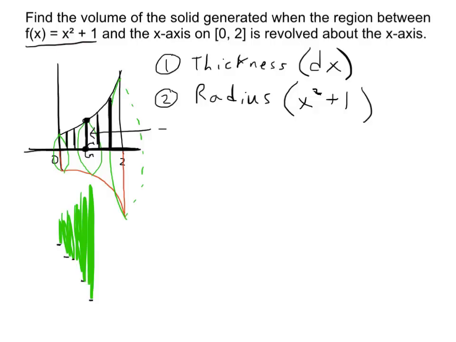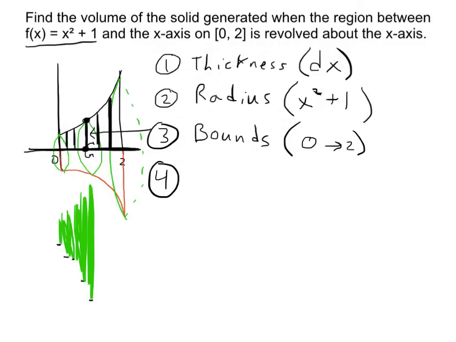Third step is to determine the bounds of integration. Because this is an x integral, evidenced by the x variables in the radius, my bounds need to be on the x-axis. How far does this region extend? We can see that it starts at 0 and goes all the way to 2, so my bounds will be from 0 to 2.